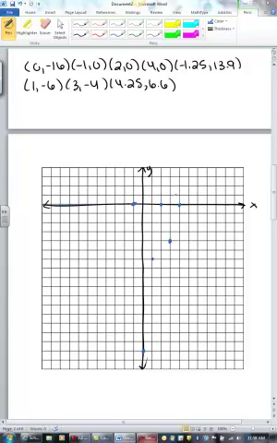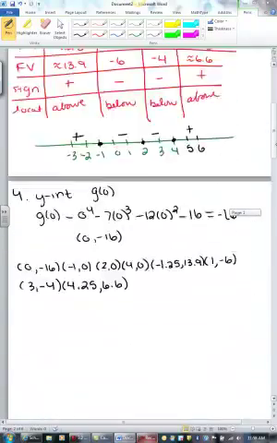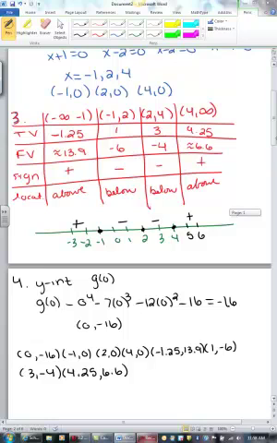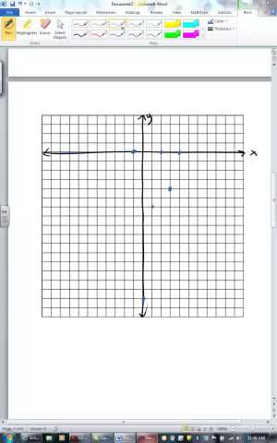Okay, so from that we're going to see if we can piece together a graph. Now, we had some intervals. We said that from negative infinity to negative 1, I was above my x-axis. So this describes my end behavior. This is going to be going up to infinity.